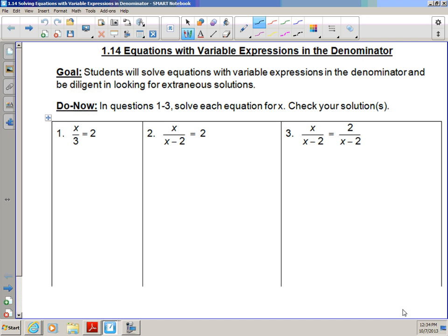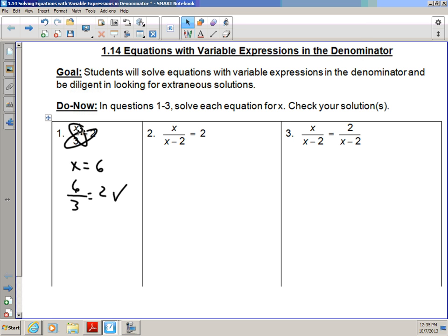I'm going to solve each of these three by cross multiplying. All right, you remember all of these are proportions. There's a fictitious 1 under the 2. So you simply get x is equal to 6. And how you check that, you substitute back into the original, and you see that it works.